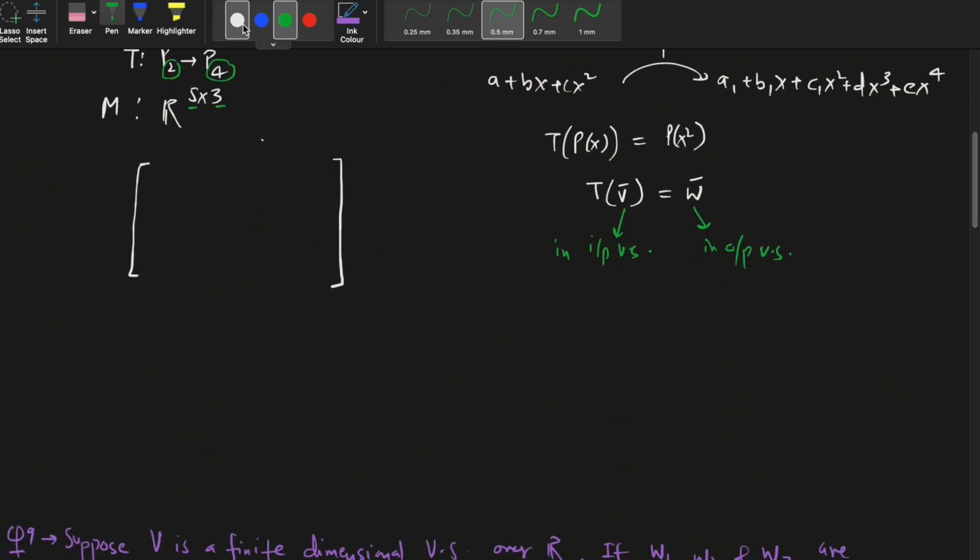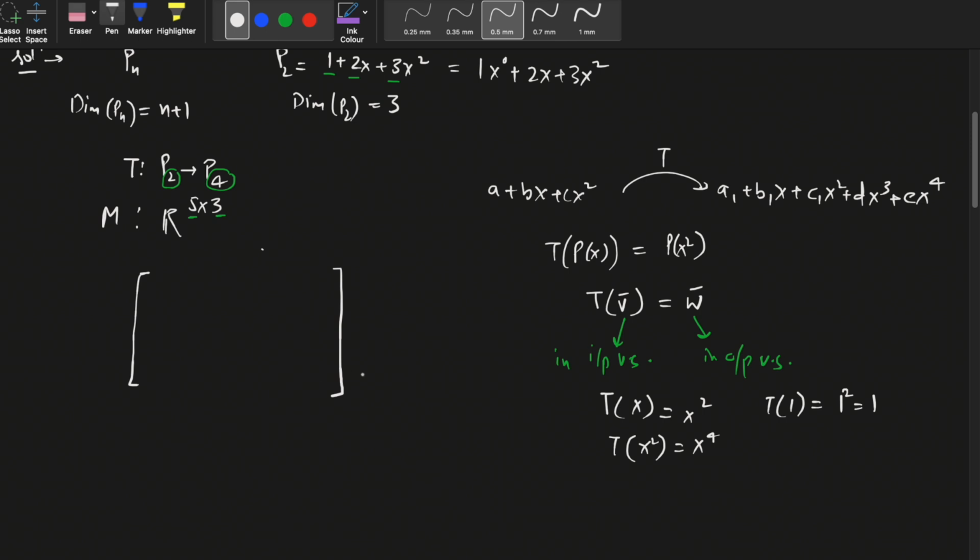Basically here P of X is in the input vector space and P of X square is in the output, right? So let us suppose we need to transform. What is T of x? It is nothing but x square, right? What is T of x square? It is nothing but x to the power 4. Similarly, what is T of 1? It is nothing but simply 1, because 1 square is 1. All right. Now this is nothing but a 5 cross 3 matrix.